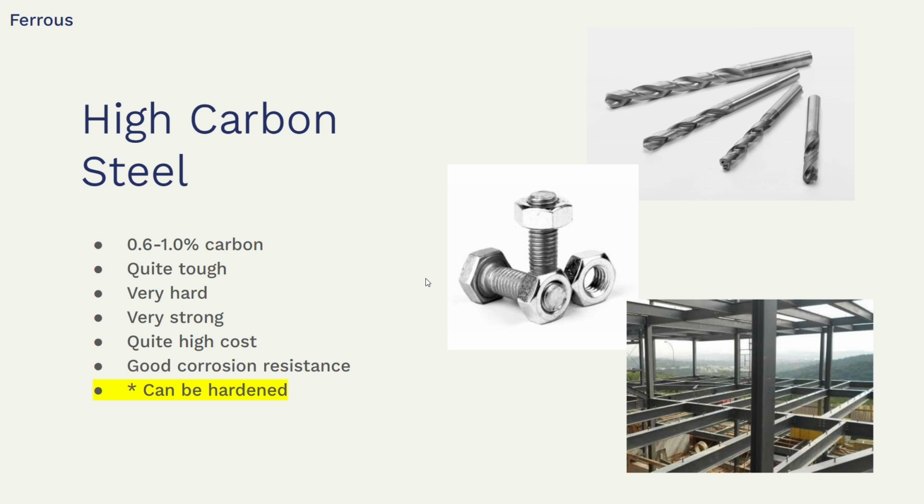Next, we have high carbon steel. This is usually 0.6 to 1% carbon. It is quite tough, very hard, very strong, and it has quite a high cost. It also has good corrosion resistance, and unlike its low carbon counterpart, it can be hardened. Since it's very hard, durable, and strong, it's used for stuff like drill bits and threaded fastenings. And it's also used for some construction applications and higher stress automotive parts such as shafts or gears.